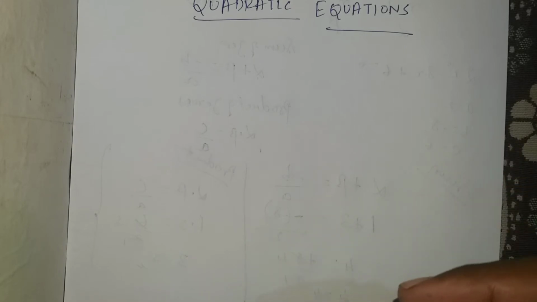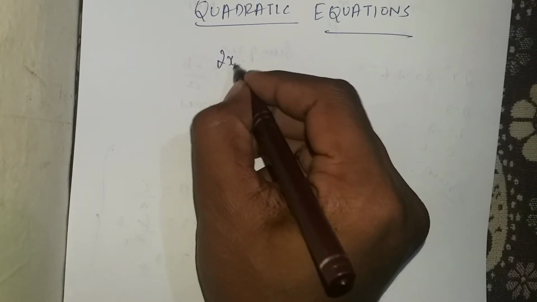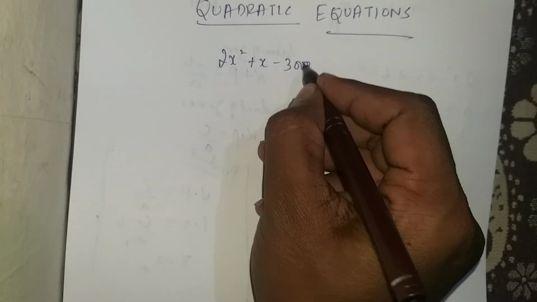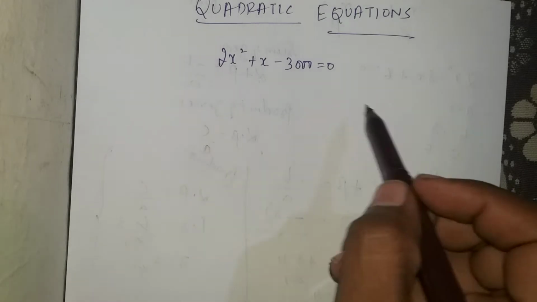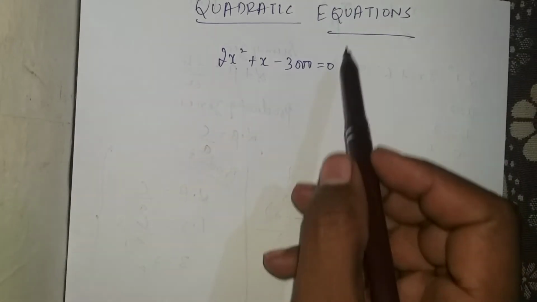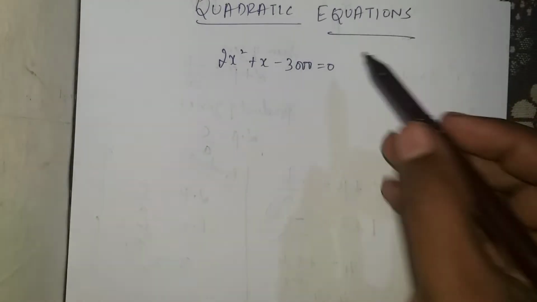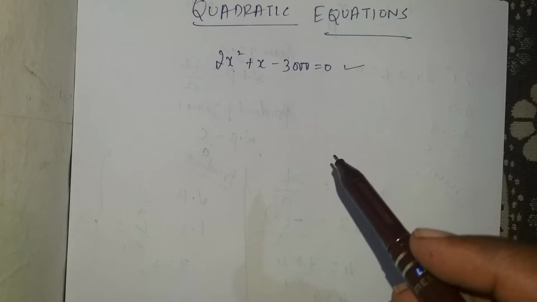Example, see: 2x square plus x minus 3 is equal to 0. This is an equation. For this equation the degree is 2. Can you see here? The highest degree is 2. Such equations are called quadratic equations. I think you people got it.